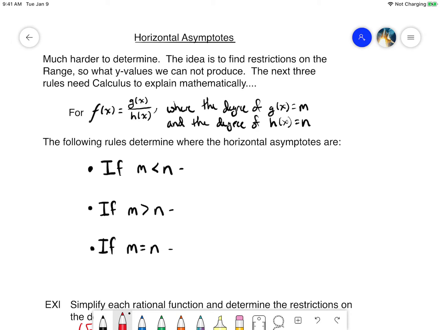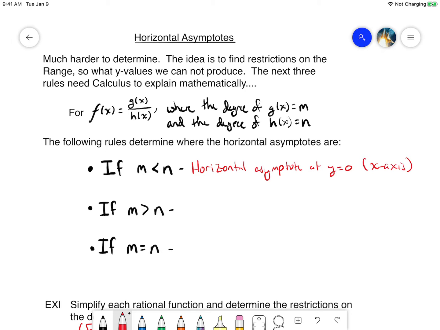If m is less than n, meaning the degree of the top is less than the degree of the bottom, we're going to have a horizontal asymptote at y equals 0, the x-axis. So if the degree of the top is less than the degree of the bottom, the horizontal asymptote is the x-axis no matter what.